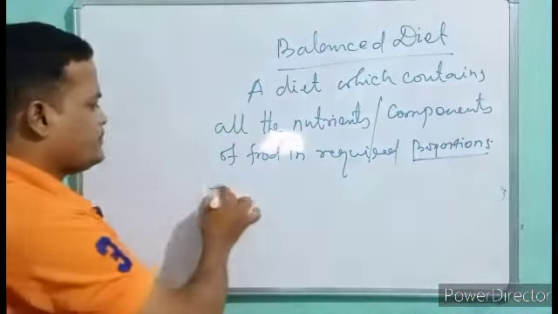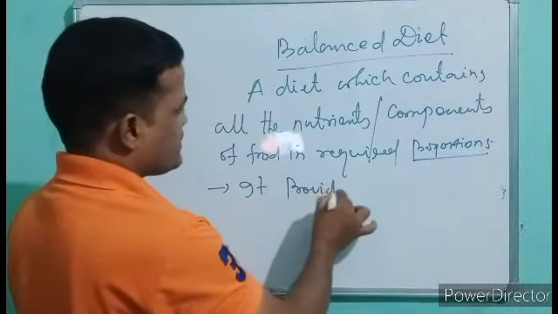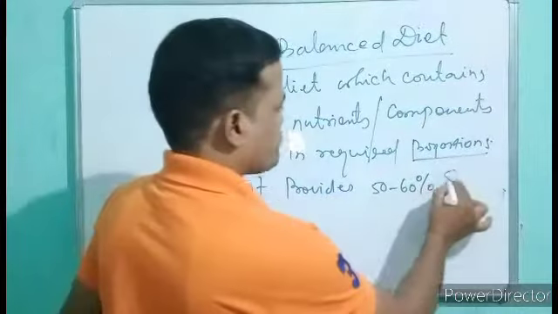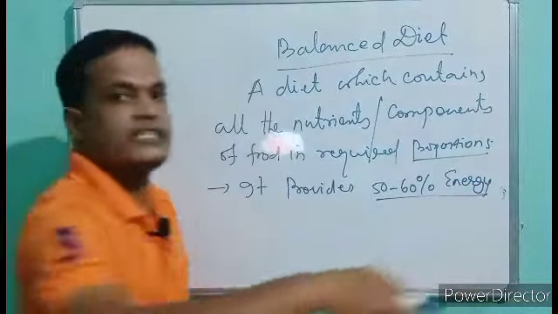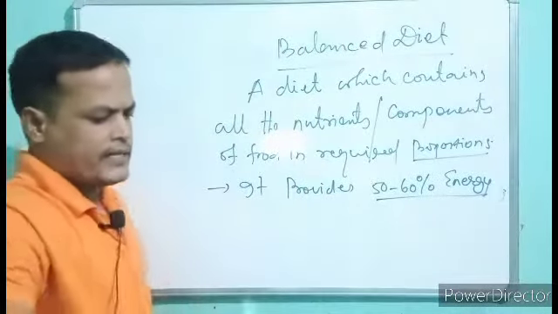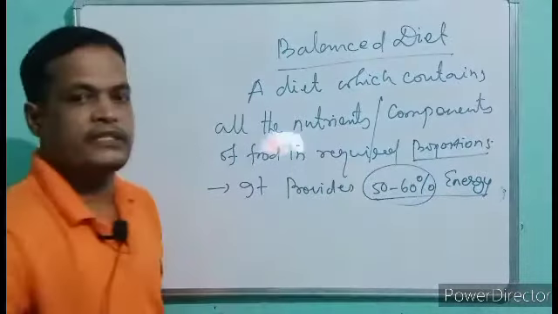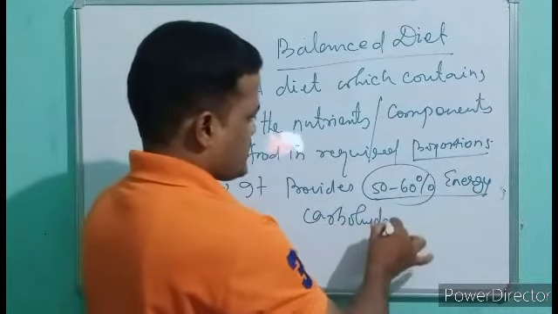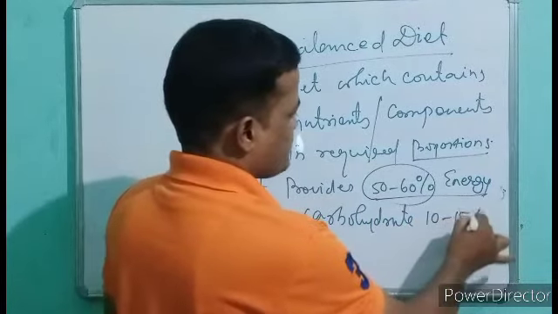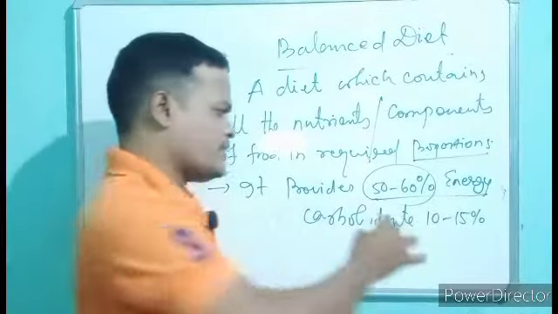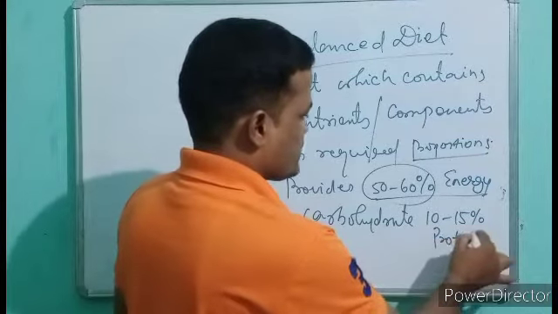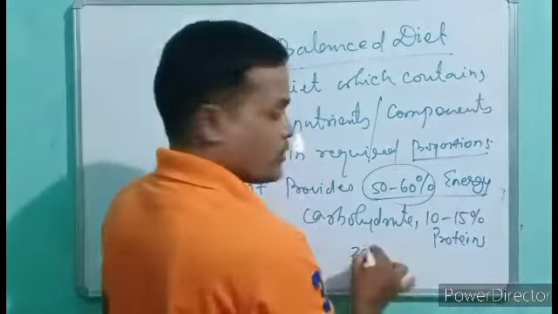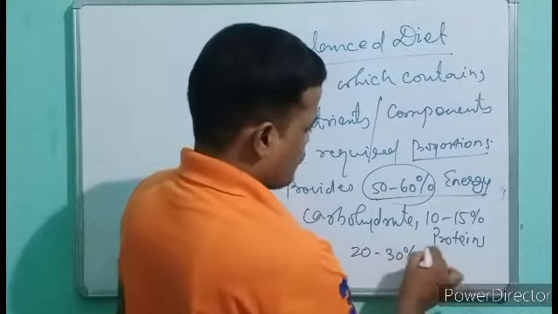A balanced diet provides 50 to 60% of energy. 50 to 60% of energy is provided by the balanced diet, and this 50 to 60% of energy usually comes from carbohydrate. 10 to 15% of energy comes from proteins. Okay, 10 to 15% from proteins, and 20 to 30% from fats.